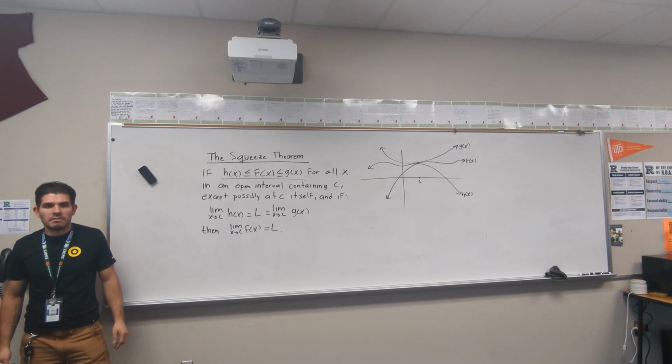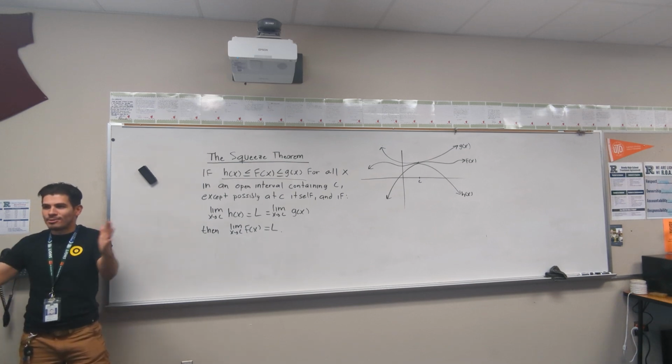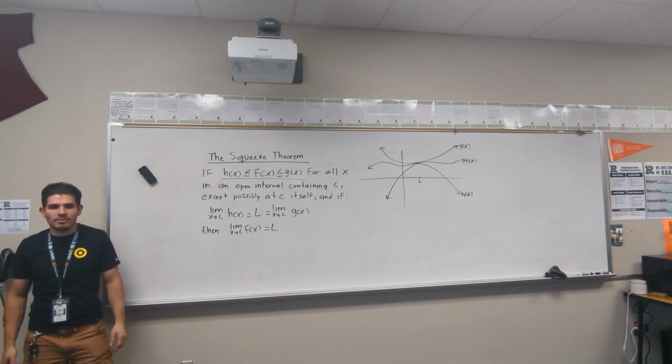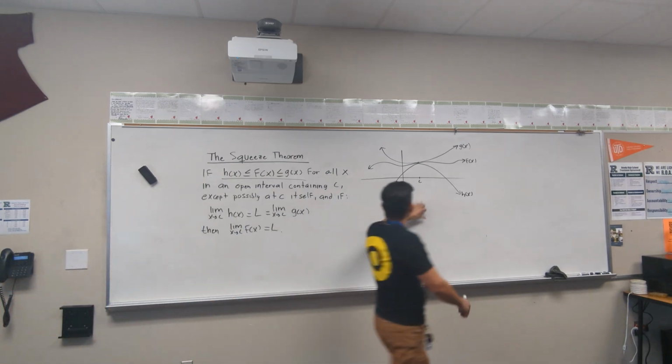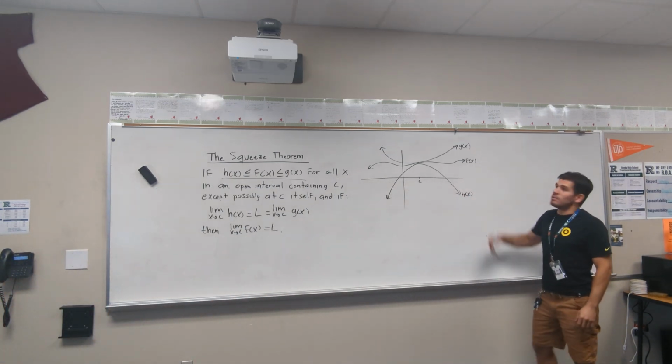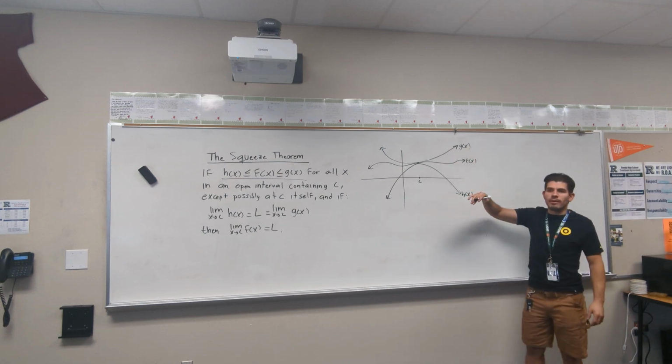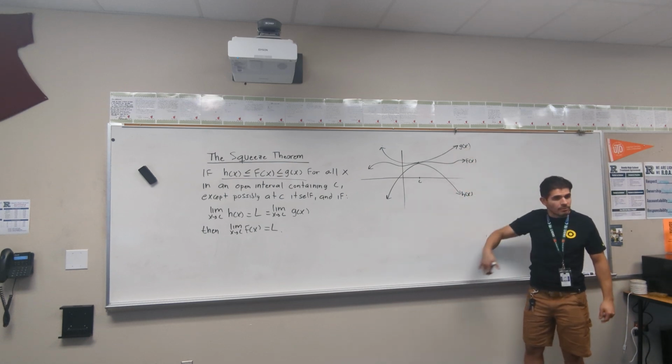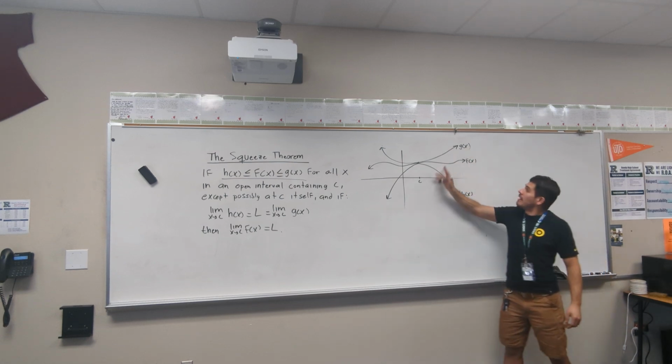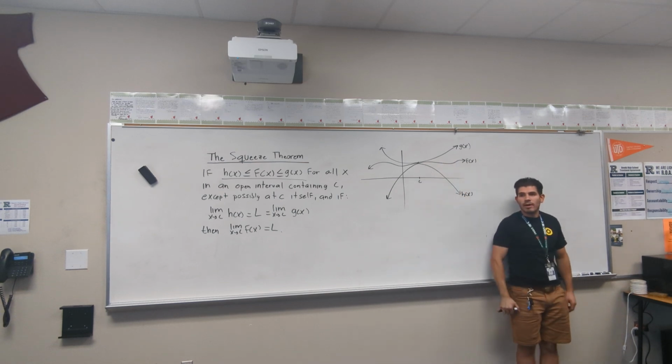Just logical, because it's squeezed in the middle of the other two. Like this diagram is showing you, right? G of x happens to be larger everywhere else. H has to be smaller everywhere else. And then f of x is squeezed right in the middle of the two.